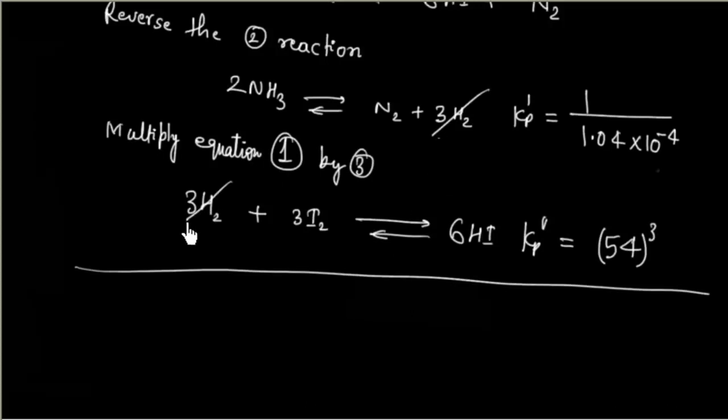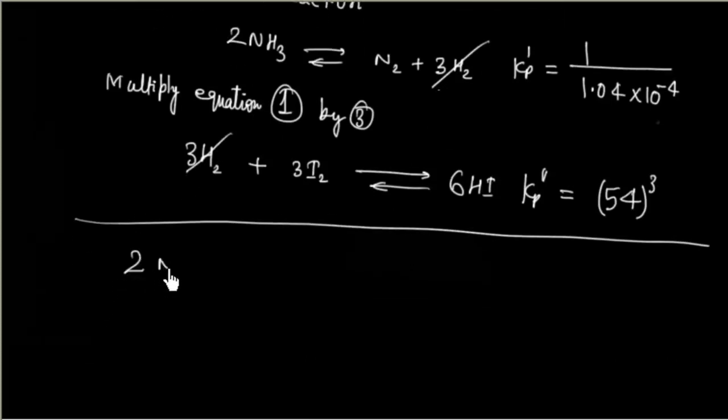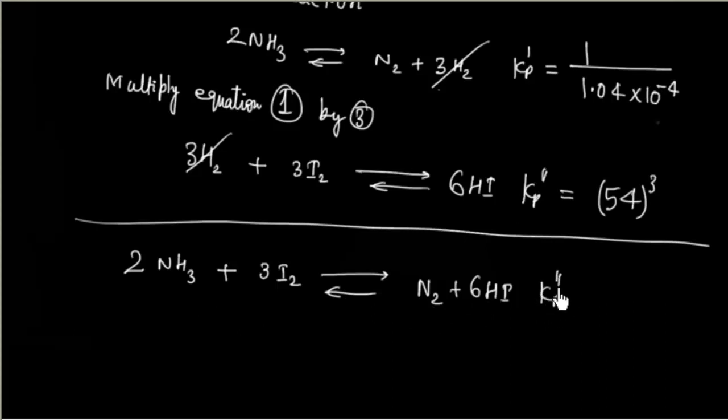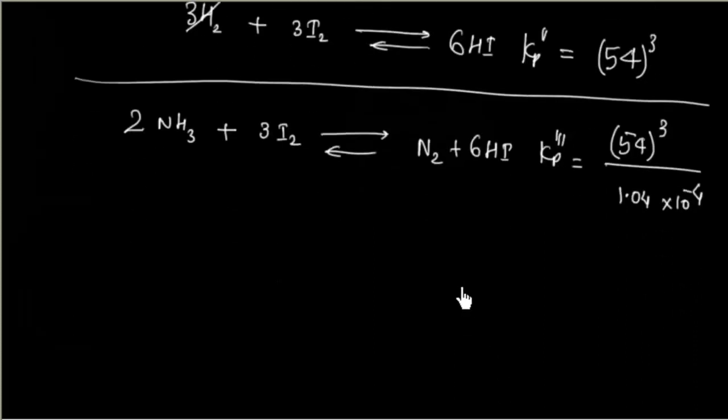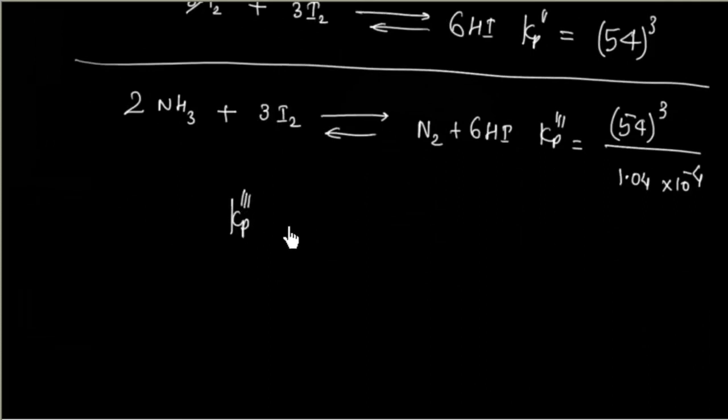So 3H2 basically cancels, so we have 2NH3 plus 3I2, and this will give you N2 plus 6HI. So if we sum the equilibrium expression, equilibrium constant gets multiplied, so Kp triple dash is equal to 54 raised to the power 3, and this divided by 1.04 into 10 to the power minus 4. So we can write equilibrium constant for this reaction, that is 54 raised to the power 3 divided by 1.04 into 10 to the power minus 4.